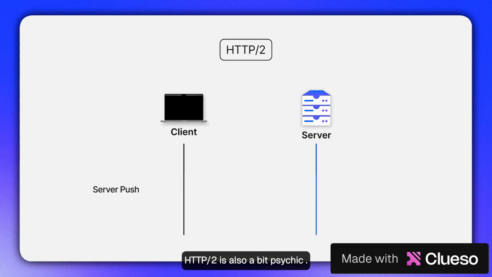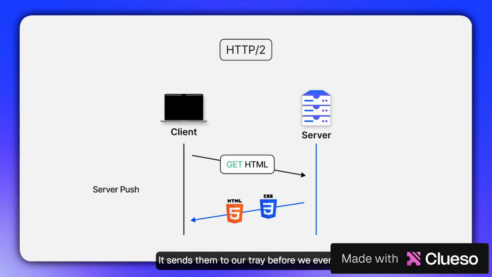HTTP 2 is also a bit psychic. The server knows that if we ask for the HTML page, we will definitely need the CSS and images too. It sends them to our tray before we even have to ask.